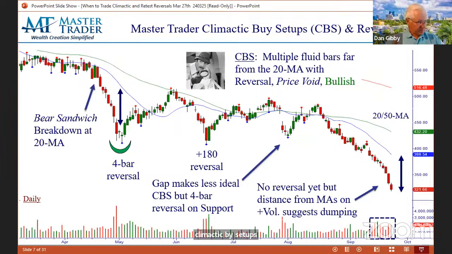Let's apply what we've learned already. So this one's in a downtrend. Climactic buy setup. Fear, fear, fear, fear, fear, fear. And this was actually what we call a bear sandwich breakdown. That is a beautiful high probability short right there, just as an aside. And this turned out to be a home run, simple management of the short. But that's not today's subject. So let's talk about the turn right now.